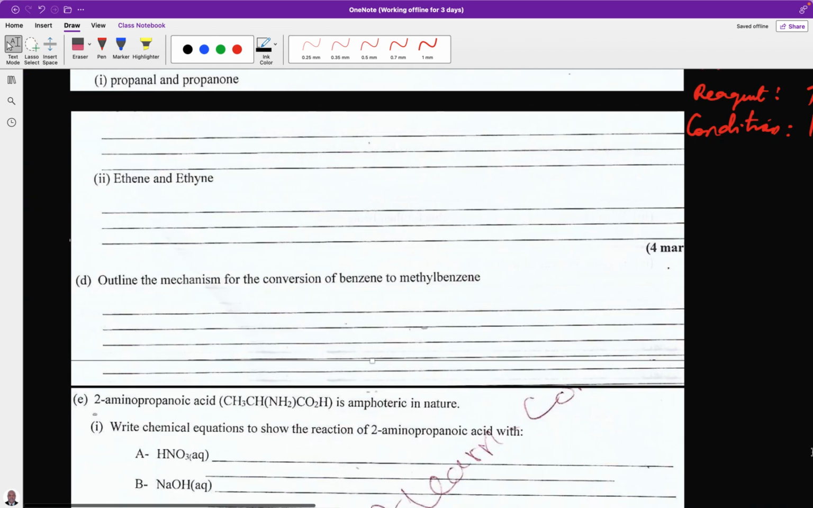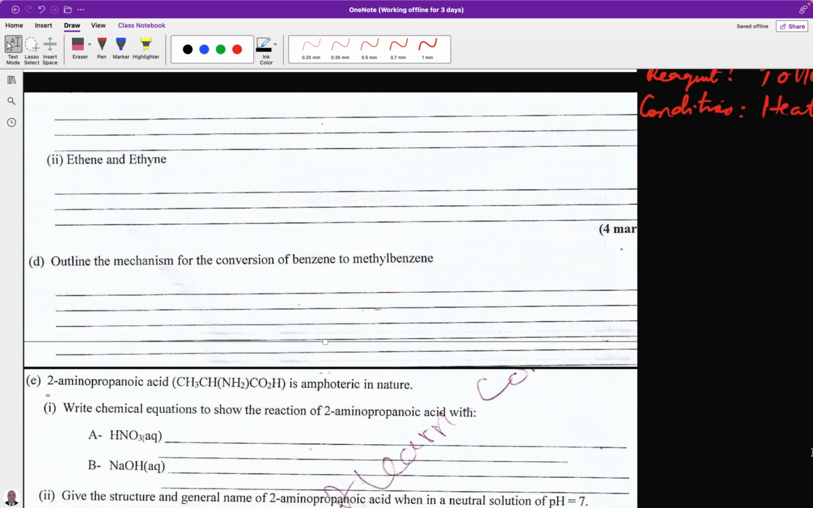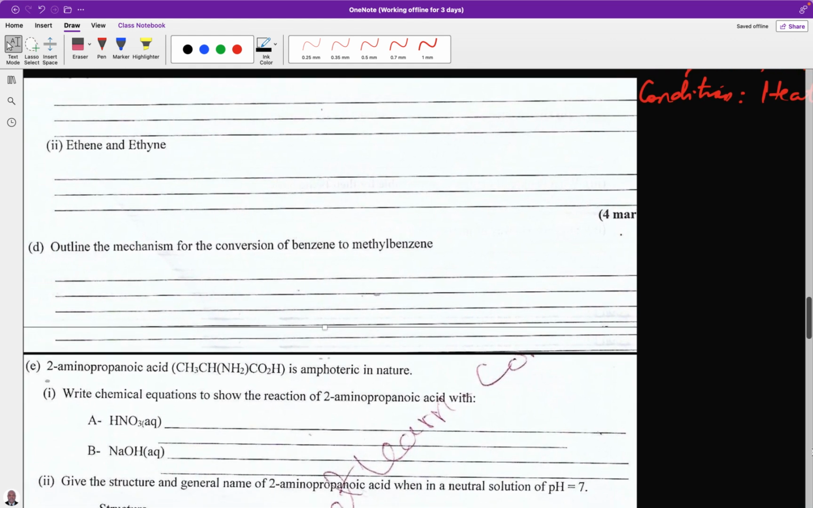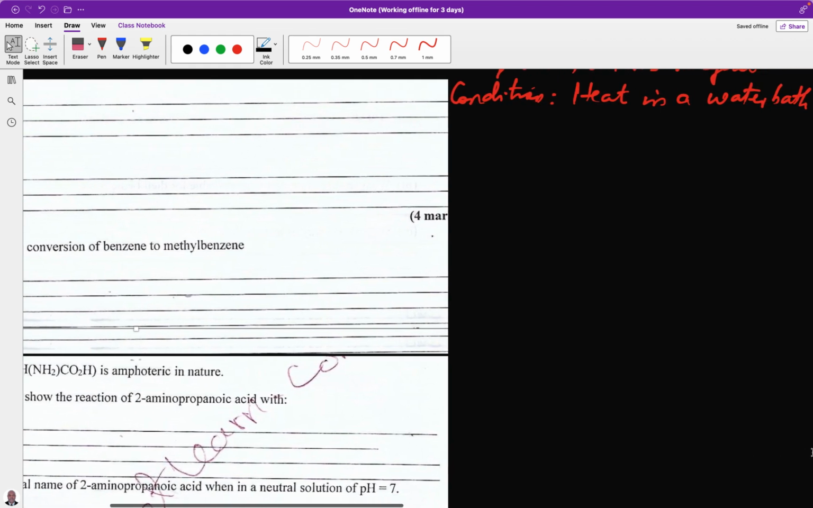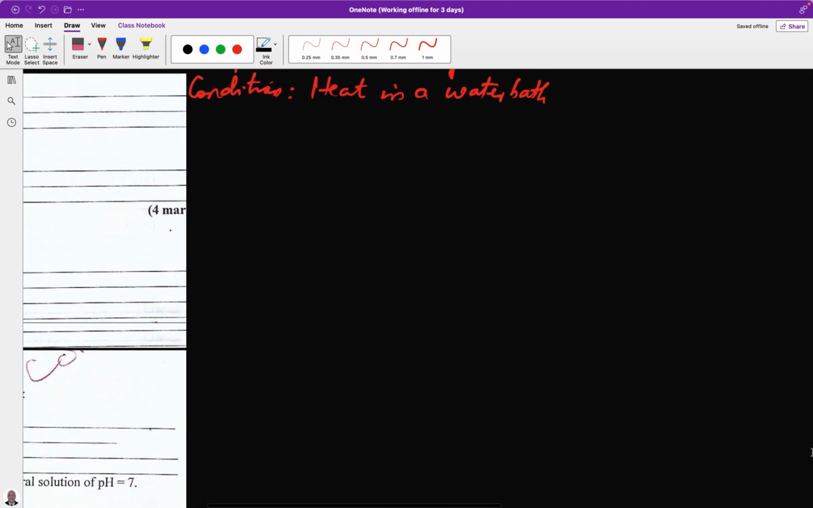But here you have been asked to outline the mechanism. Outline means you don't have to go into details. It's a summary. You are not going to give detail. But for the purpose of revision, I will give you the details, then the summary that you are expected to give. So the first step, if you have watched our previous video, is step number 1 for the conversion of benzene to methyl benzene.